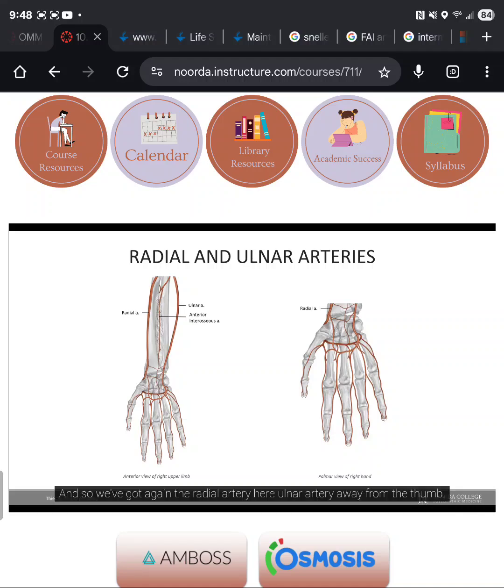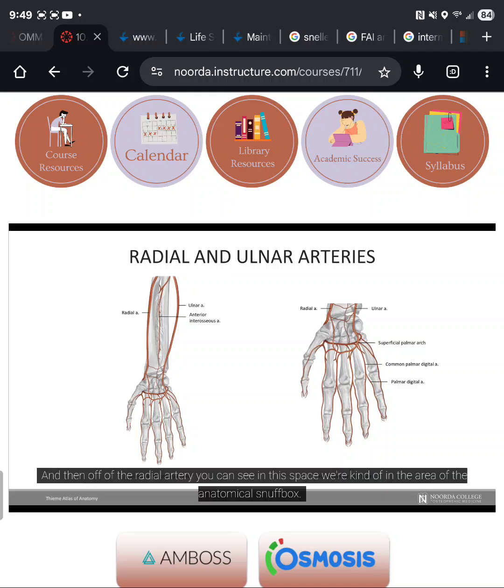And so we've got, again, the radial artery here, ulnar artery away from the thumb. As we follow the ulnar artery, we see the superficial palmar branch, and that's eventually going to continue and meet with the radial artery. And then off of the superficial palmar branch, we have these common palmar digital arteries. We see the name common, it means it's going to split, so there's the split there, and we're going to keep that palmar digital artery name right there.